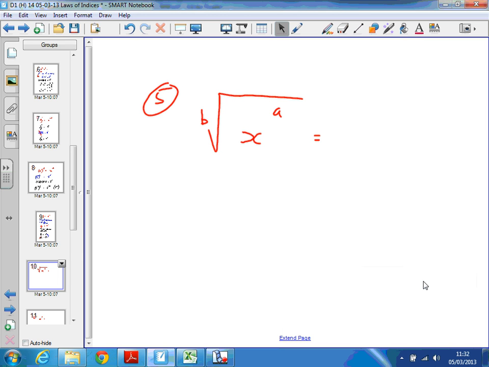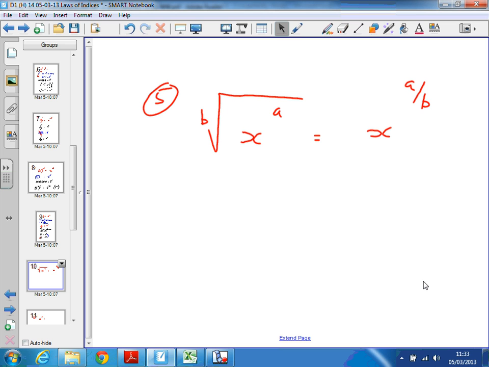So this fifth rule is probably the most awkward to see what's going on. But it's as easy as the others to remember, just to remember what the rule is. So how can I rewrite the bth root of x to the a, as this is saying? I'd write it as x to the power a over b.